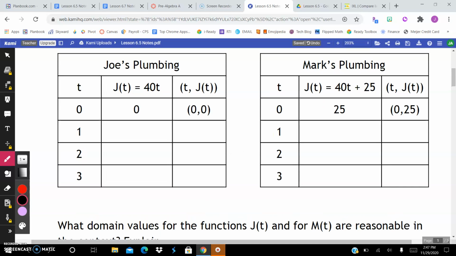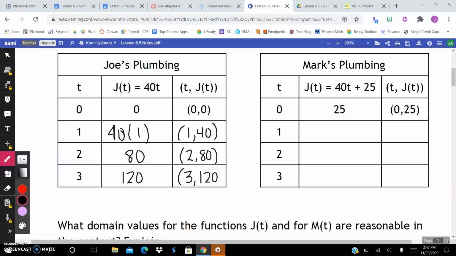For 1 hour at Joe's Plumbing, we are going to do 40 times 1, and that would be 40. So for 1 hour, we would pay $40. For 2 hours, we would do 40 times 2, so that would be 80. So my ordered pair is (2, 80). And for 3 hours, that would be $120. And our ordered pair would be (3, 120).